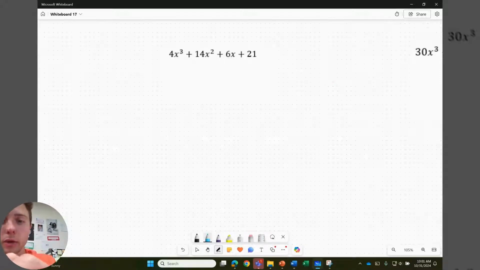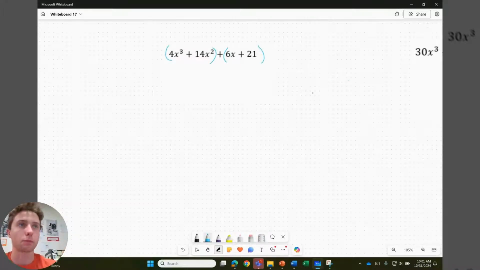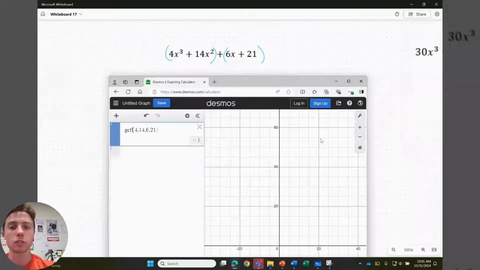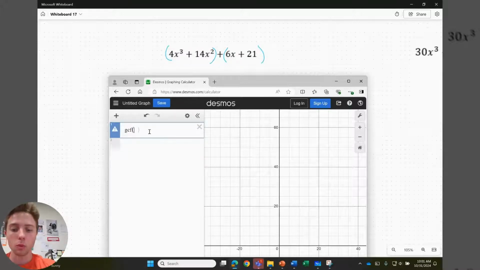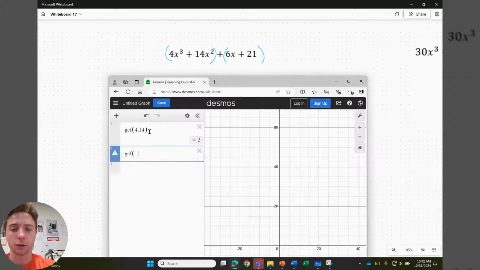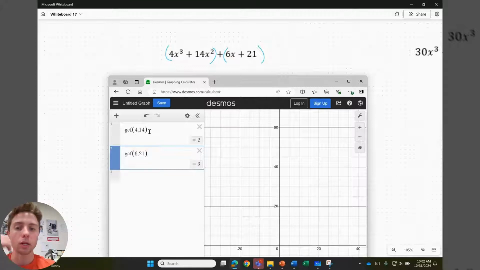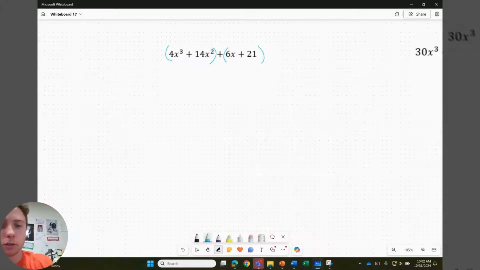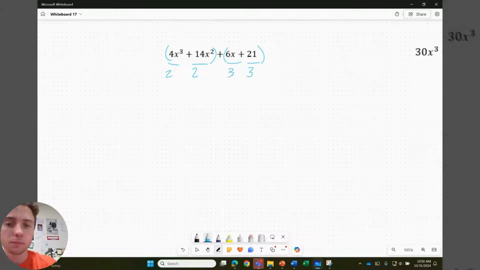So we start by going into our grouping process. Grouping means you put parentheses around the first two terms and the second two terms. You make two separate groups. Once you have your two separate groups, what we're doing is finding the GCF of both. So I need the GCF of the first two and the GCF of the second two. Once you know the GCF of both of those, you divide that value out. So divide the first two by 2, divide the second two by 3.